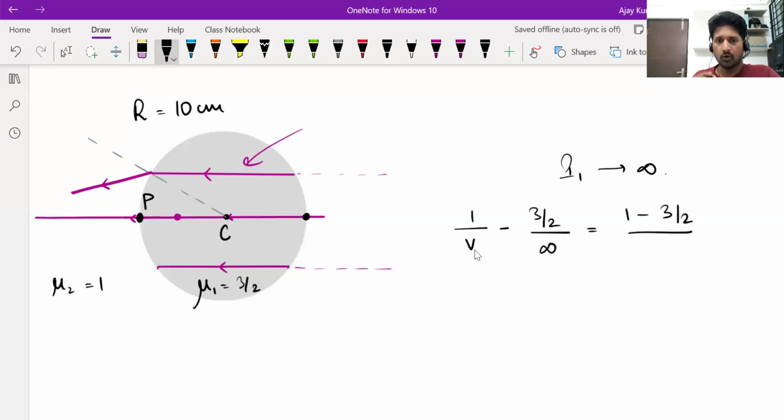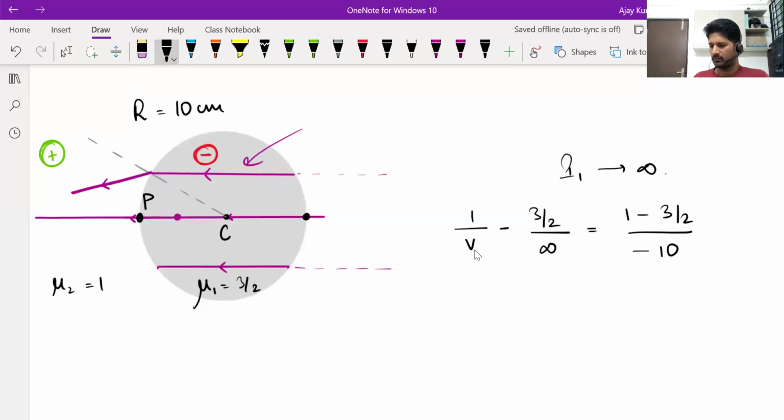R is the distance from pole to the center. Rays are going to the left. So for the second refraction, this direction is positive. This side is positive. This side is negative. For each reflection or refraction, you have to assign positive, negative separately, freshly. So for the second refraction, it will become minus 10.